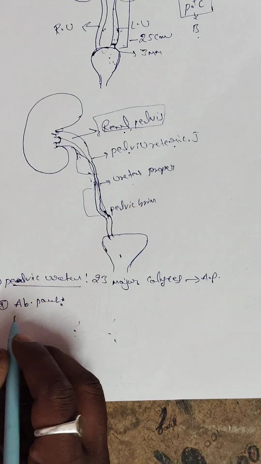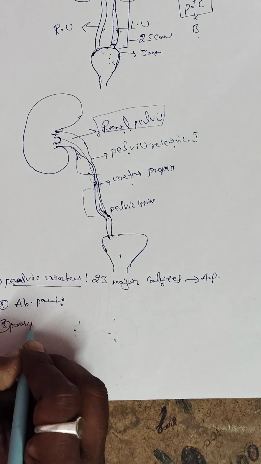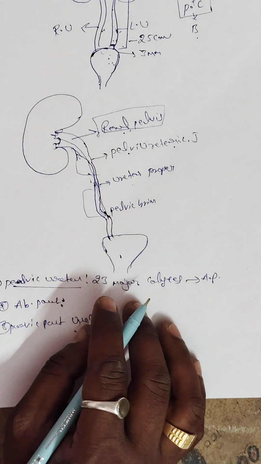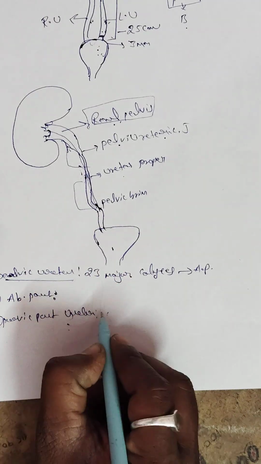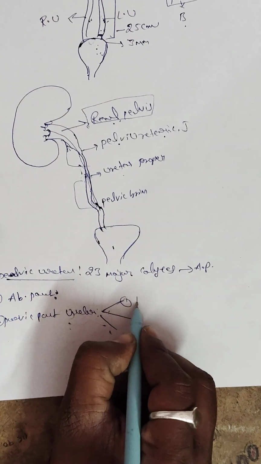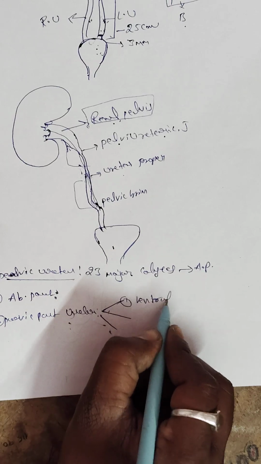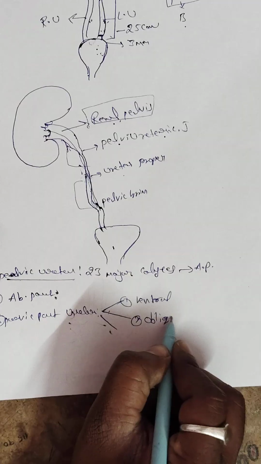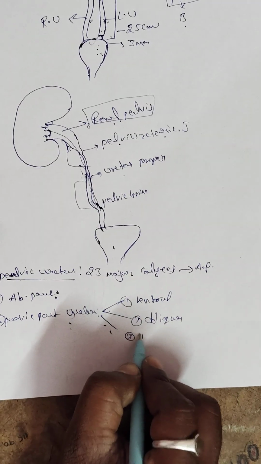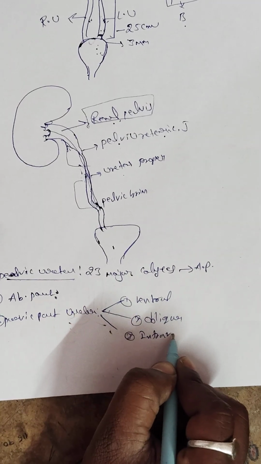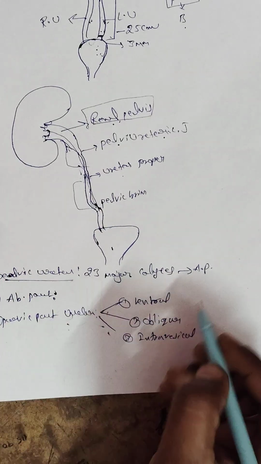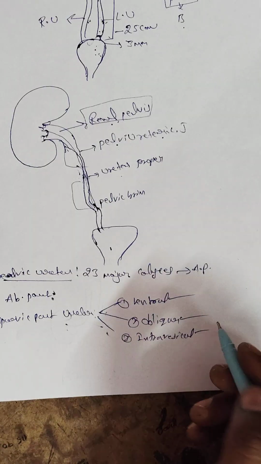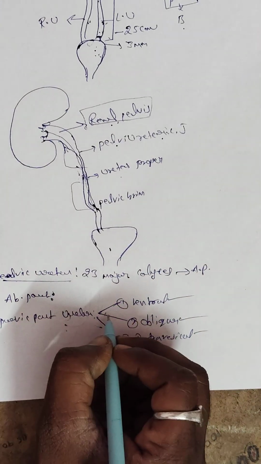And the next one, number 3, is the pelvic part of the ureter. The pelvic part of the ureter is made up of 3 parts. Number 1 is the ventral part. Number 2 is the oblique part. Number 3 is the intravesical part. These are the different parts present in the pelvic part of the ureter.